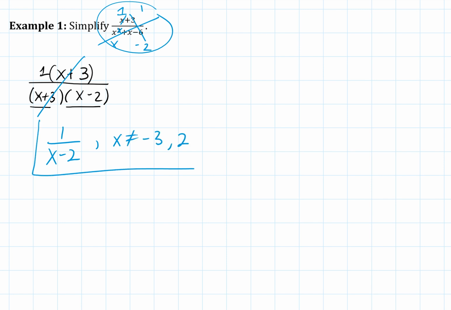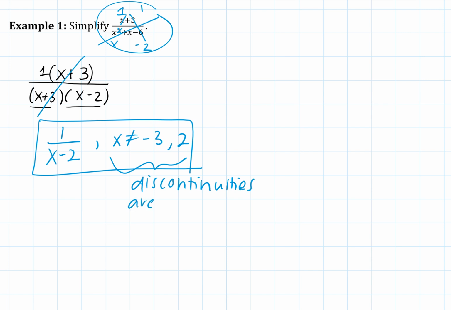X can't be -3 or 2 because those are the values that would make the denominator equal to 0, and it doesn't make sense to divide by 0. So these are your discontinuities, the places where the function does not continue. The discontinuities are x equals -3 and x equals 2. We say x can't be these things because they make the function stop continuing.